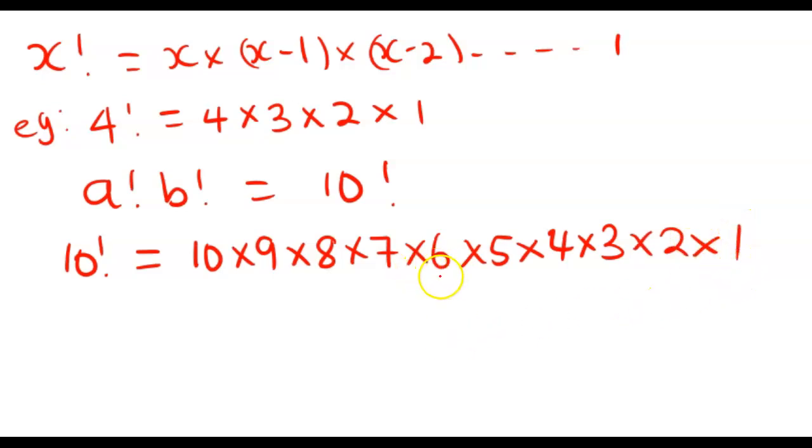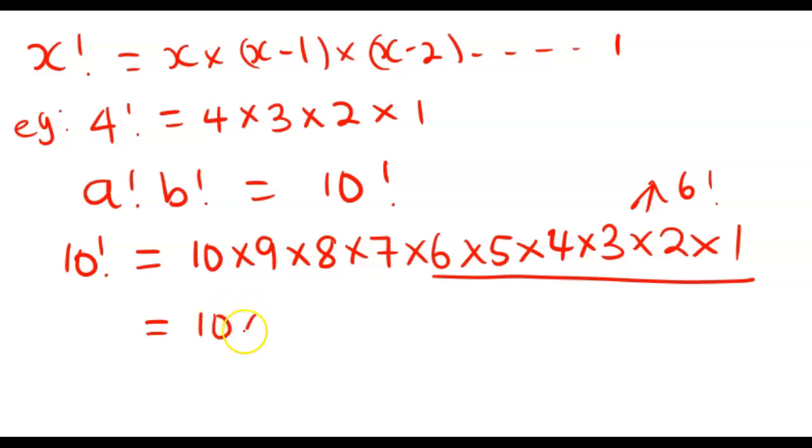Now let's take a critical look at this. 6 times 5 times 4 times 3 times 2 times 1, we can represent this one by 6 factorial. When you expand 6 factorial, you get this. So let's rewrite the expression. So we have 10 times 9 times 8 times 7 times 6 factorial.